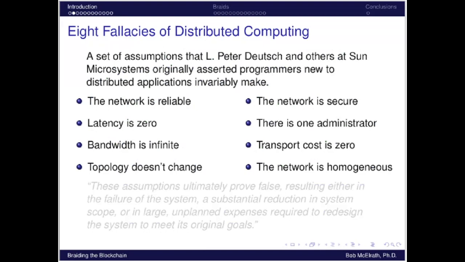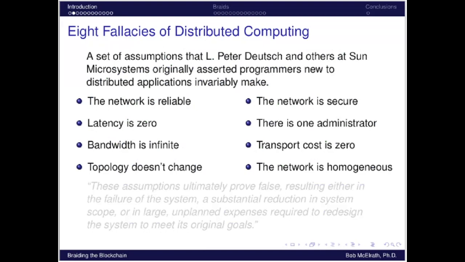In order to understand this problem, there is something known as the 8 fallacies of distributed computing. If you're bored, I encourage you all to go to YouTube and Google for a talk. There's a very funny talk by this fellow at Sun Microsystems. He asserted that this is a set of assumptions made by programmers when they first approached distributed computing. And they're all fallacies. You can read the 8 of them here. The network's reliable, the latency is 0, the bandwidth is infinite, topology doesn't change, the network is secure, there's one administrator, transport cost is 0, and the network is homogeneous.